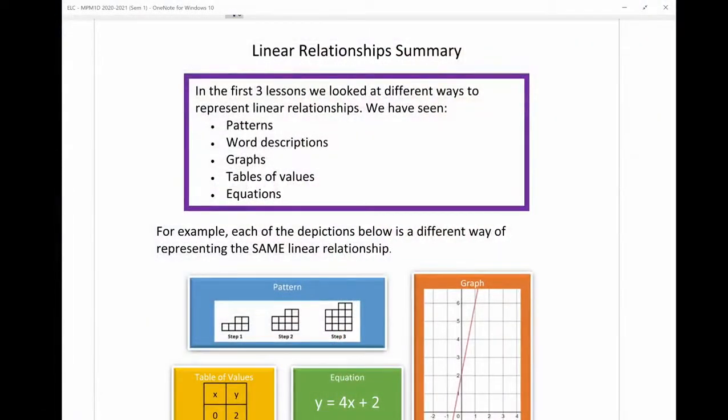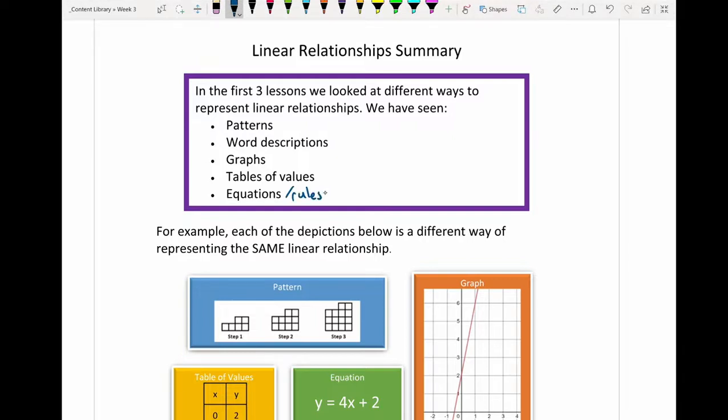In today's note, we are just going to be looking at a summary of all the different ways we've looked at linear relationships and how to identify the different parts. We've seen it done as patterns, word descriptions, graphs, tables of values, and equations or rules, particularly y equals mx plus b.